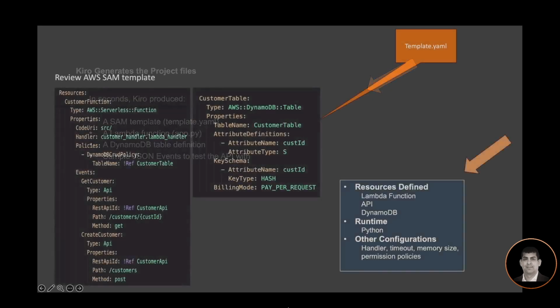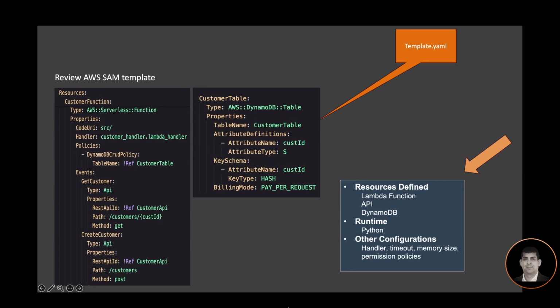prototype. Now let's look at the SAM template that Kiro generated. If you see here in this sample template, it is defining the resources, which are the Lambda function, API, and DynamoDB. And then it's basically integrating it all through the event. So this is my file that serves as infrastructure as code, so I can use it to build and deploy the services.